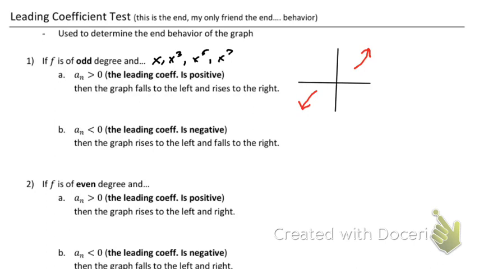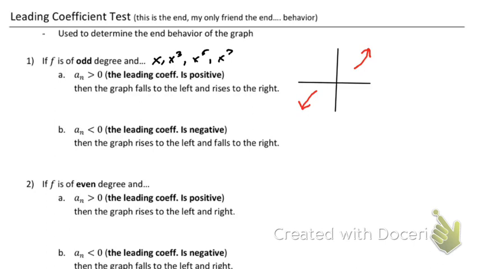Can you say that again? Yeah. As x goes to infinity, so as x gets really big, y goes to infinity, y gets really big. As x goes to negative infinity, y also goes to negative infinity. In other words, as I go right, I go up. As I go left, I go down.